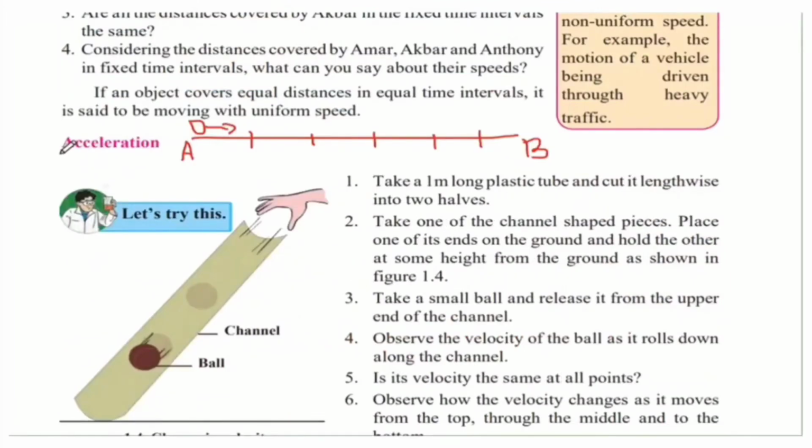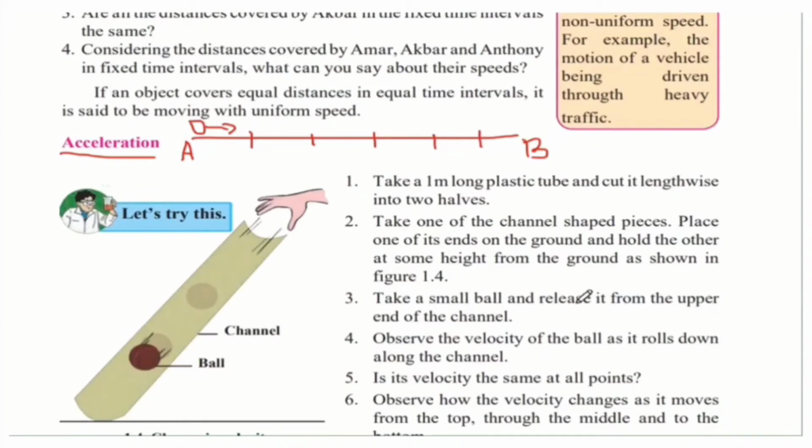So now we will study about acceleration. Take a 1 meter long plastic tube and cut it lengthwise into 2 halves. When you take this tube and cut it lengthwise, it will no longer be a tube like this. Take one of the channel shaped pieces. Place one of its ends on the ground and hold the other at some point from the ground. As you can see here, one end of this channel is placed on the ground and the other side is held on top at some height.